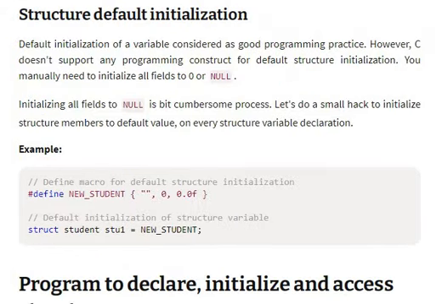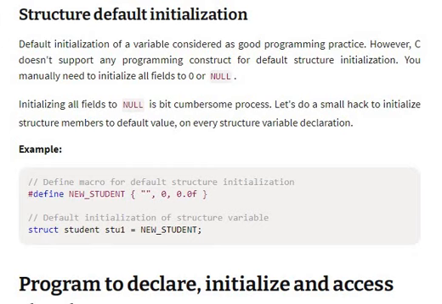The default initialization of any variable is not supported in C language. You manually need to initialize all the fields to either 0 or null. So we can use the concept of macros. Look at that definition. #define NEW_STUDENT within braces. As it is a string, it is empty quotations, comma, 0 integer, comma, 0.0. I am telling again, F is not required. It is only 0.0. Now struct student stu1 is equal to NEW_STUDENT. This is the default initialization of a structure variable.